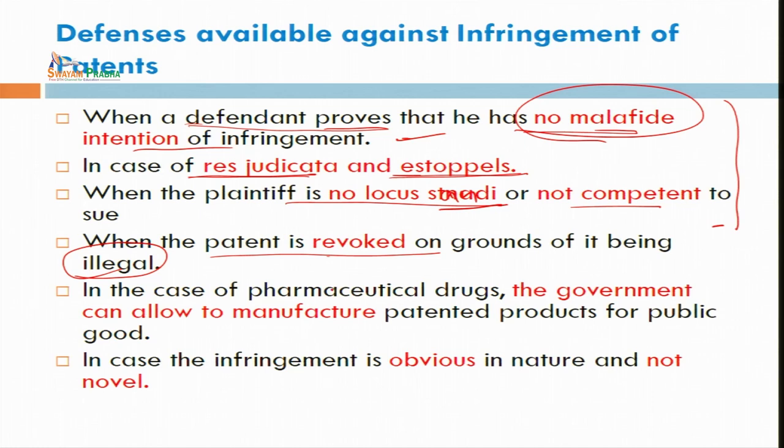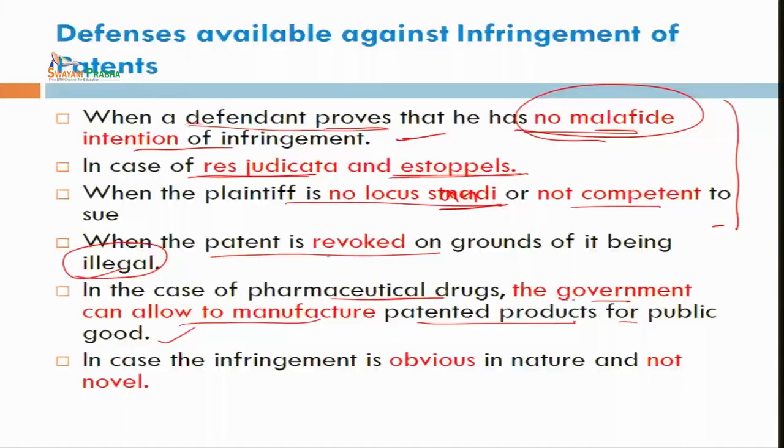So, another case is there. In the case of medicines or pharmaceuticals, the government can allow manufacture of a patented product for public good also. As we see in Section 84 of the Indian Patent Act, the government, either suo motu or on the application of any applicant, can give compulsory licensing to any other person if there is no accessibility or affordability of that medicine. Then the government can allow any manufacturer to manufacture any patented product for public good. So here also, if the government itself is going to allow it, it comes under these defenses.